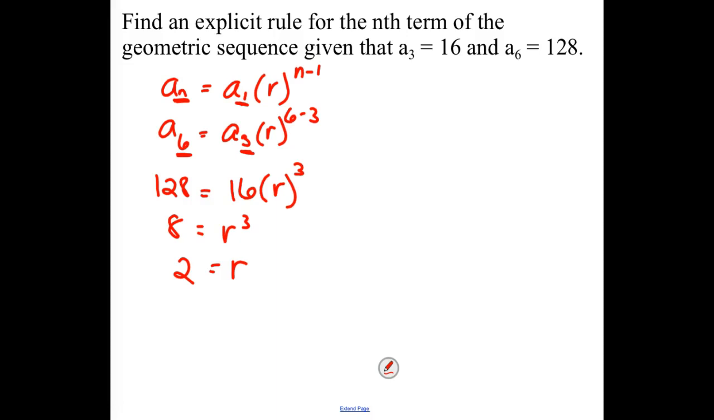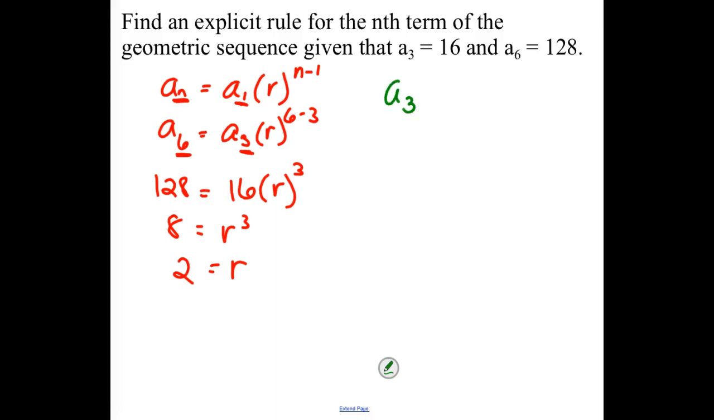Can we write our rule? Almost. What 2 things do we have to know to write our rule? First term and r. We know r. Do we know first term? All right. So we're going to have to work back. We can work back from the 6th term or from the 3rd term. The 3rd term's closer, so let's go ahead and use that one.